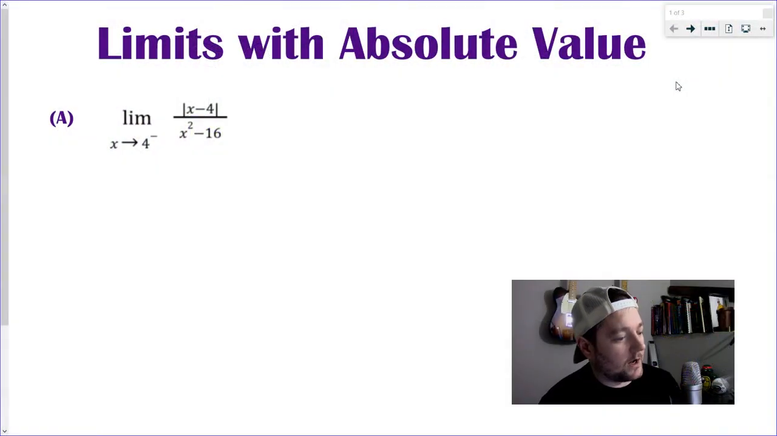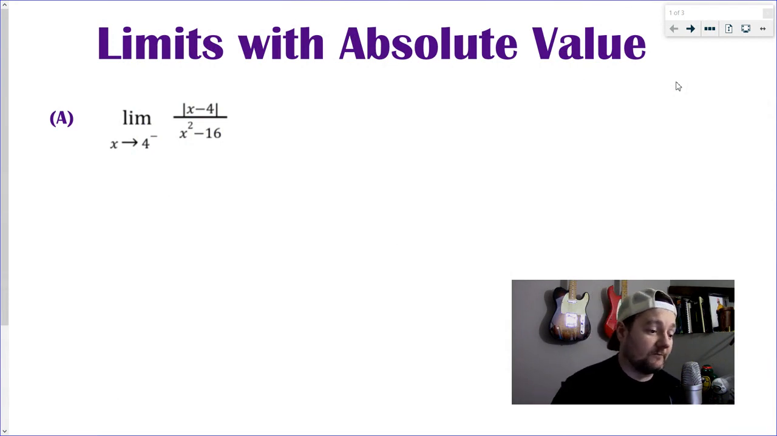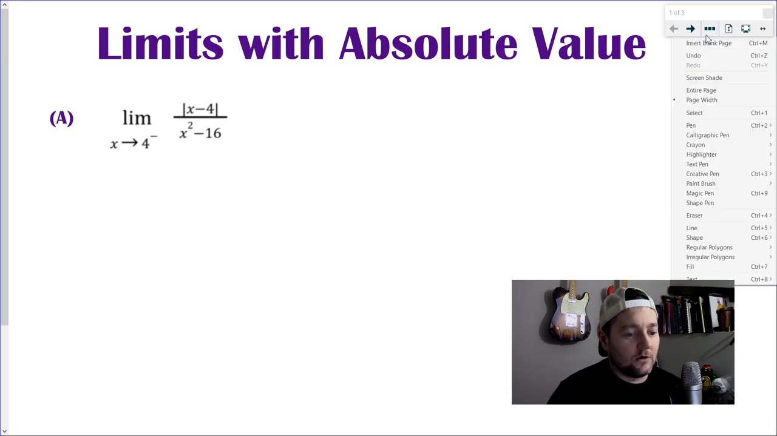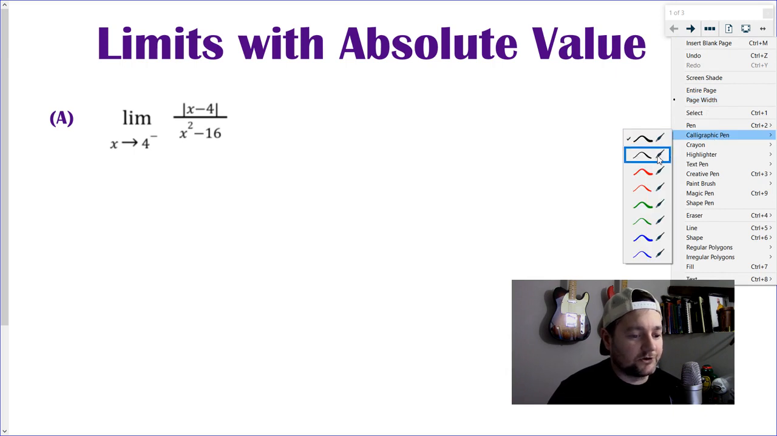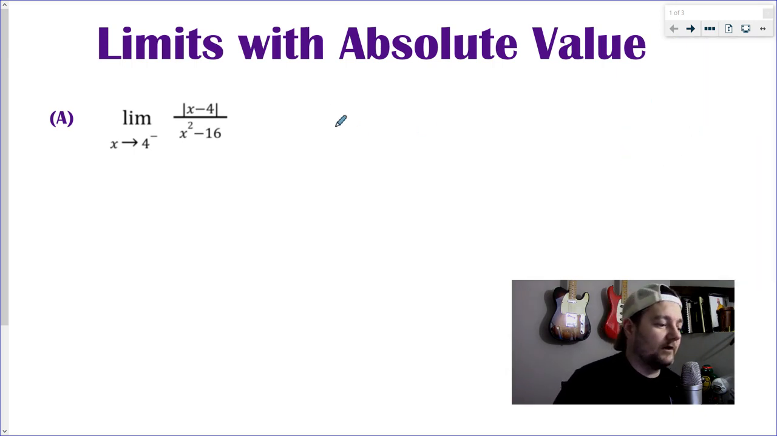All right, so hopefully now you can see in front of you that we have a limit. And we have an absolute value on the top, which is x minus 4, and on the bottom we have x squared minus 16. Well, these absolute value limits are actually a little challenging, but not for the difficulty of factoring them or anything like that, but more for trying to decide what to do with this absolute value.